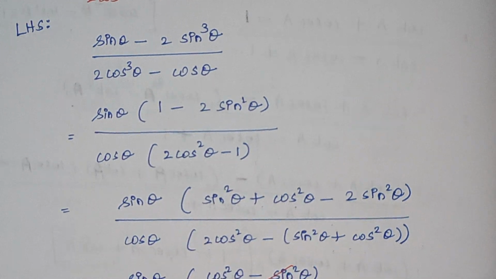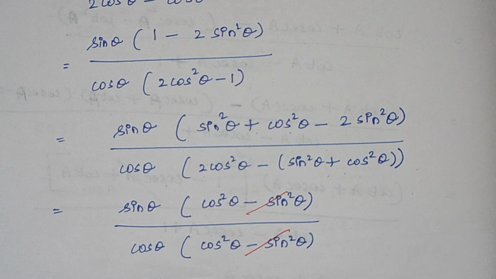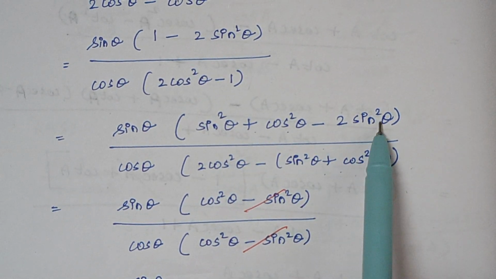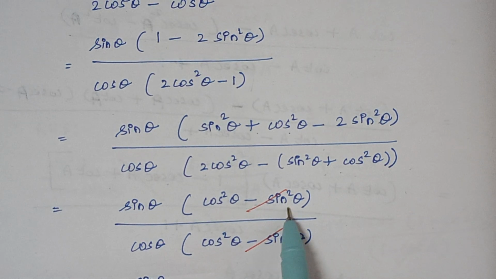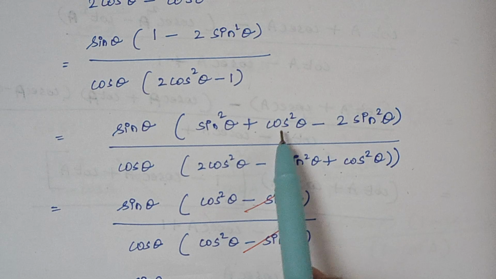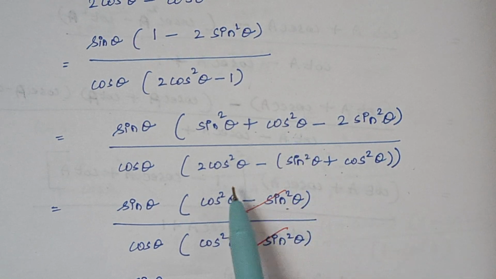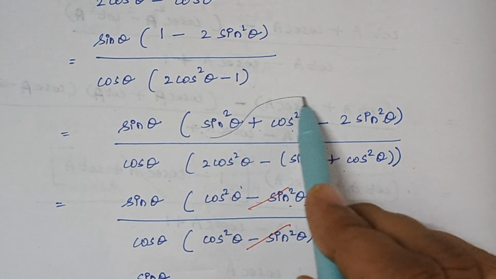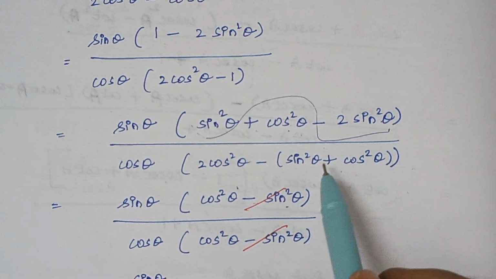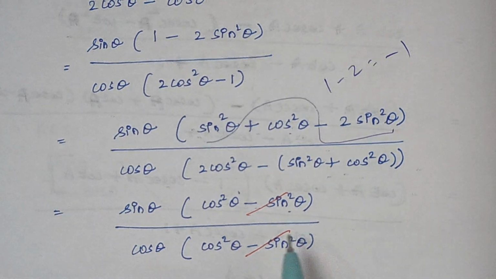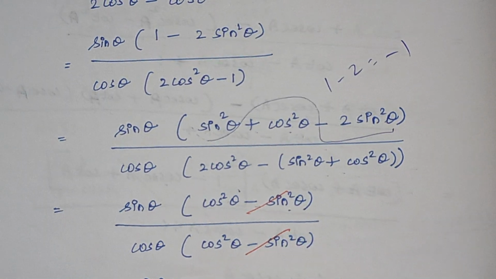Right. Now I am solving. So when you solve, what happens? You see sin square theta minus 2 sin square theta gives you minus sin square theta. And here there is only one cos square theta. So write this cos square theta as such. Right. You see, this is also sin square theta and this is also minus 2 sin square theta. So 1 minus 2 gives you minus 1 sin square theta. This is what is written here.